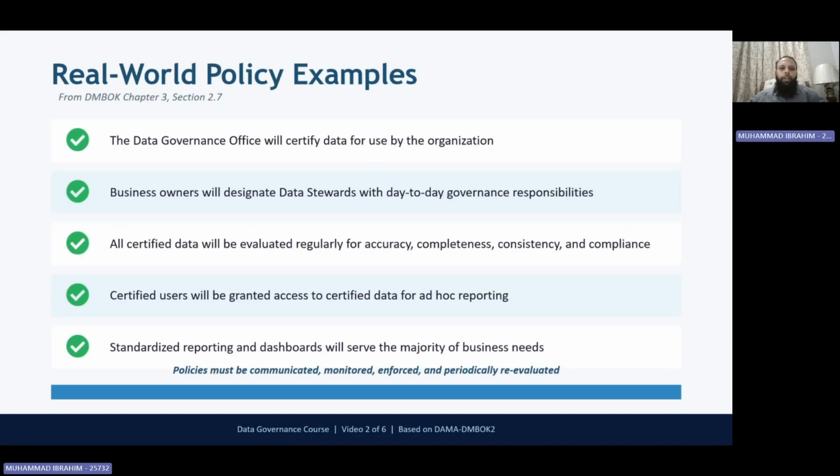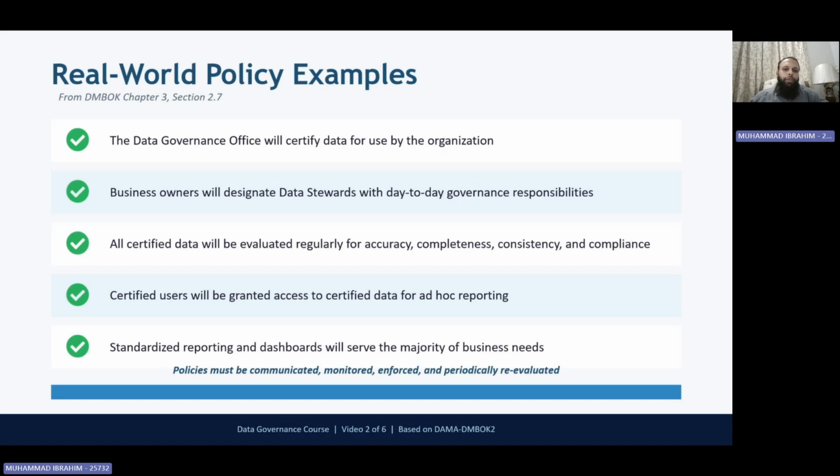Let me show you what policies actually look like in practice. These examples come directly from DMBOK. The data governance office will certify data for use by the organization. This means not just any data gets used. It has to be certified, validated, approved.